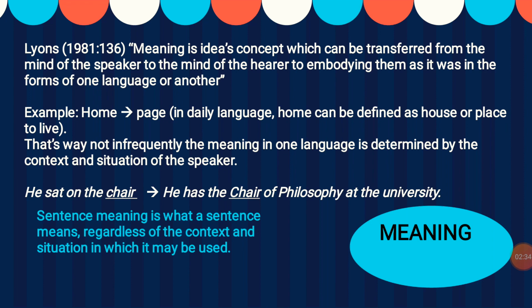Based on this example, the context of the verb sat causes the word chair to have the meaning of a piece of furniture for someone to sit on. Different from the sentence beside it, chair means the position of being in charge of a department in the university. He sat on the chair, and he has the chair of philosophy at the university. Sentence meaning is what a sentence means, regardless of the context and situation in which it may be used.